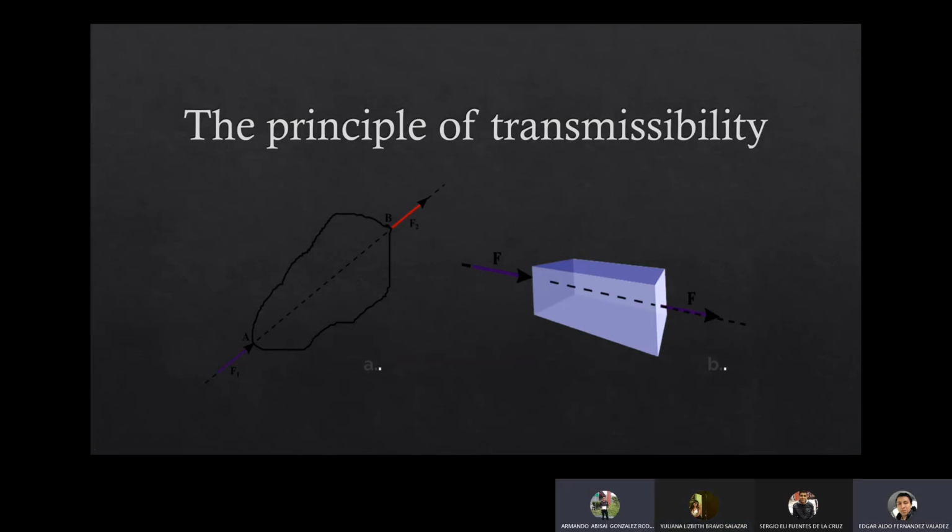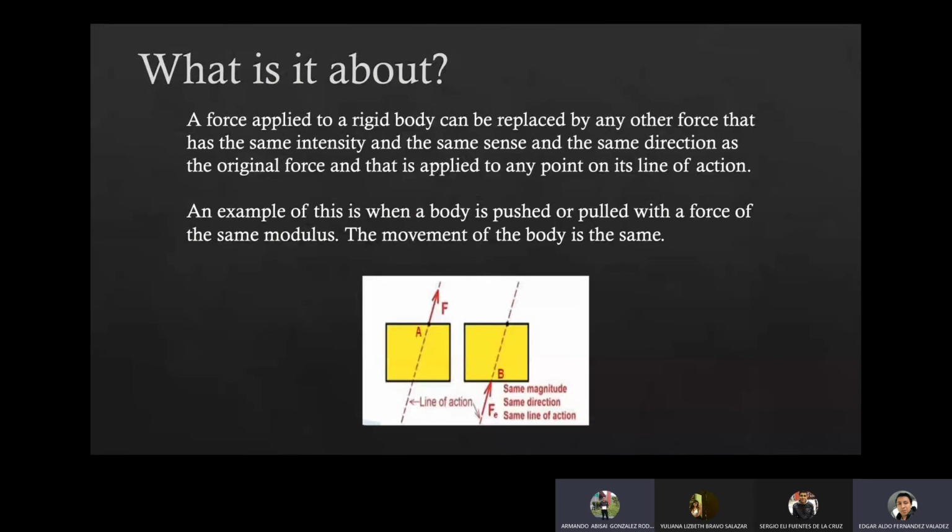Thank you, Lisbeth. The principle of transmissibility. We are going to give an explanation of the principle of transmissibility and one example of it. Focus, please. What is it about? A force applied to a rigid body can be replaced by another force that has the same intensity, the same sense and the same direction as the original force, and that is applied to any point on its line of action. An example of this is when a body is pushed or pulled with a force of the same modulus. The movement of the body is the same.